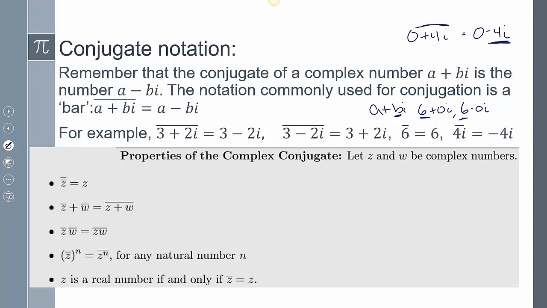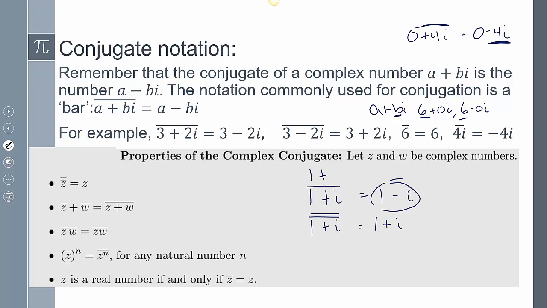Now, a few other properties to take a look at. The first is z bar bar is going to be z. Now it's kind of like, wait, what? Why is that? Let's look at an example. Well, if I have 1 plus i, if I take the bar of that, that gives me 1 minus i, which means that if I take the bar again, that means that technically it's saying, hey, take the conjugate of that. And if I take the conjugate of that, that gives me back 1 plus i.